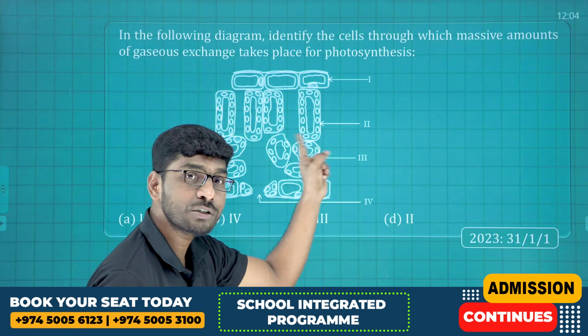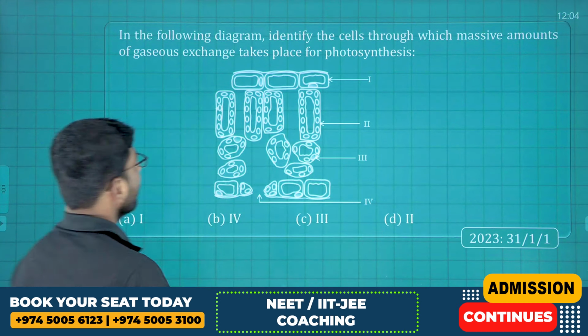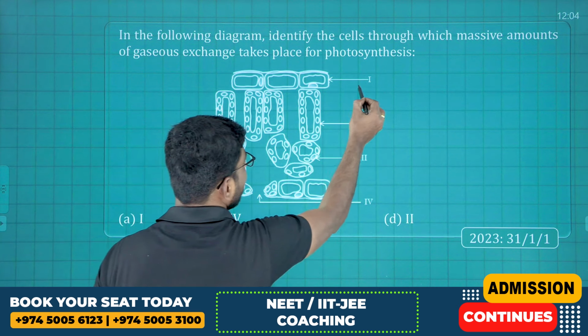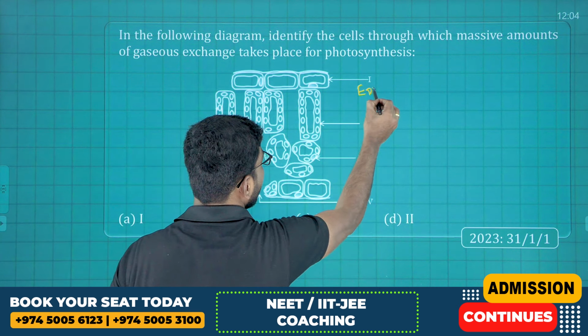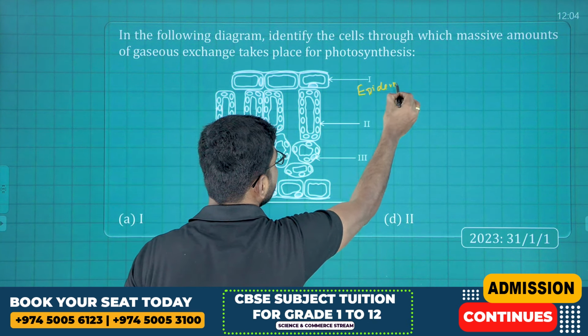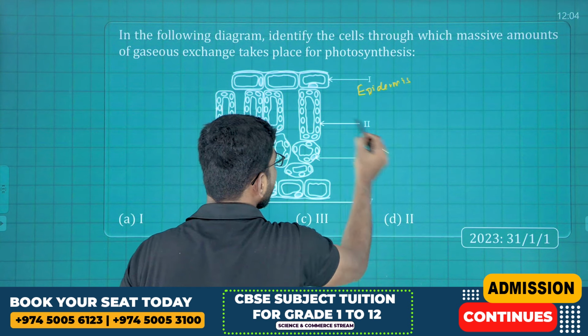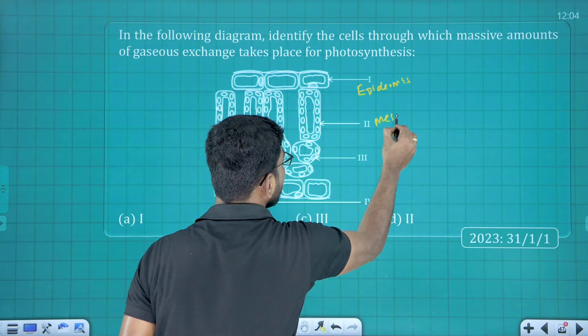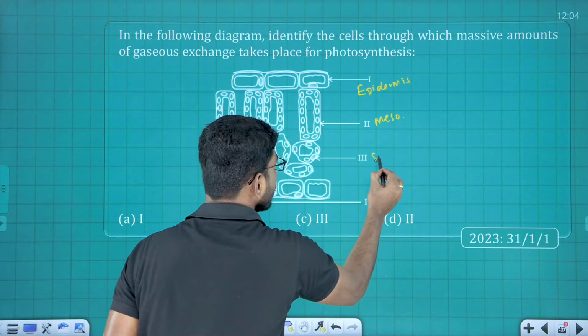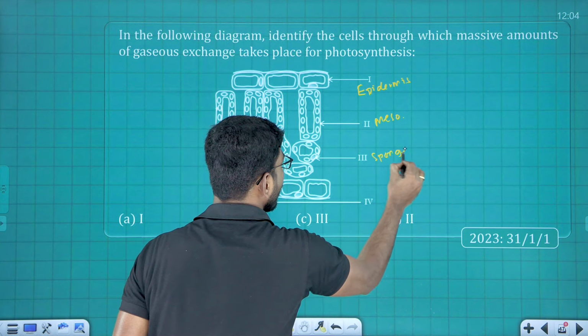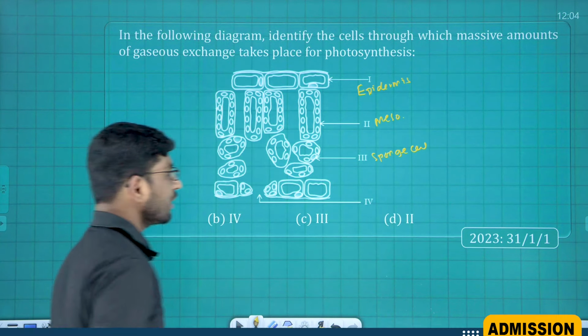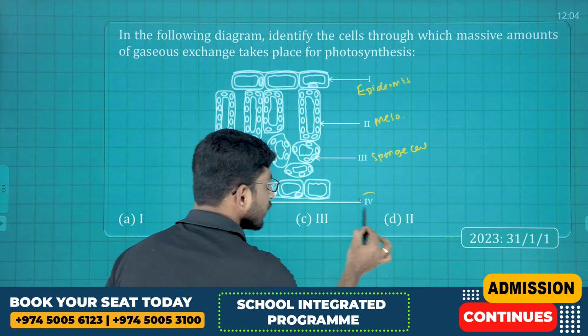2023. Leaf, TS of leaf. Look here. What is given? The first one, let me mark this. This is the epidermis, right? Epidermal tissue, I am writing epidermis. This is called mesophyll. Mesophyll. Sponge cells. Spongy parenchyma, sponge cells.